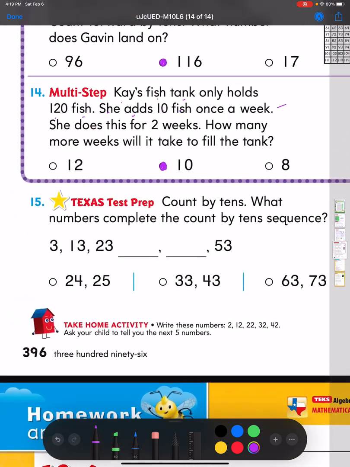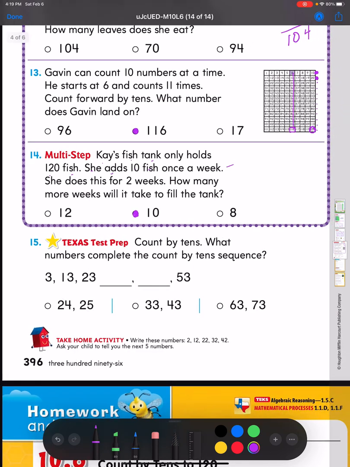Okay, now it wants us to count by tens. Which numbers complete the count by 10 sequence? So look, we're starting at 3. Remember, when we're counting by tens, the number in the ones place will stay the same. In this number sequence, that number in the ones place is always going to be a 3. And the number in the tens place increases by 1 because we're adding 10 each time. So it was 1, 2, 3, 4, and then 5.